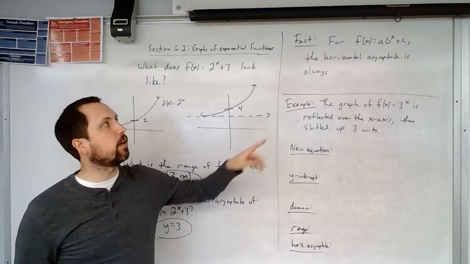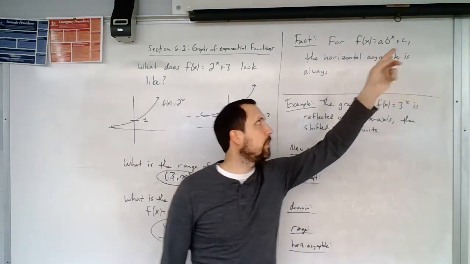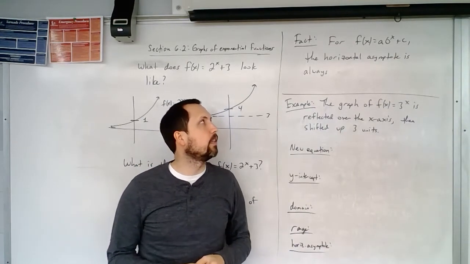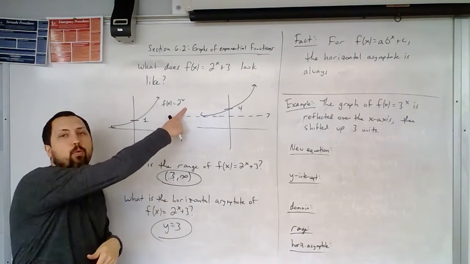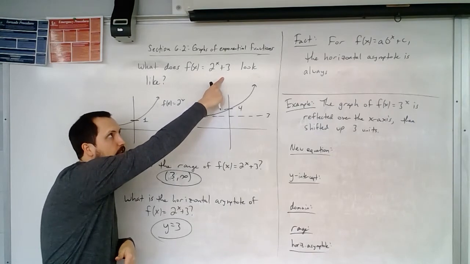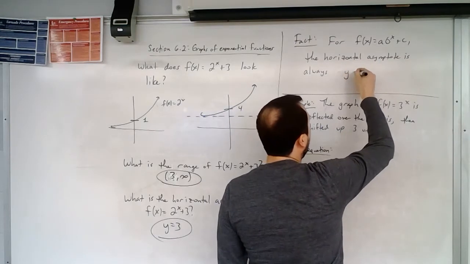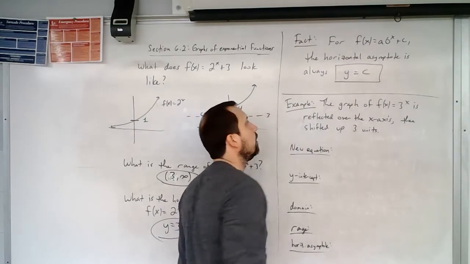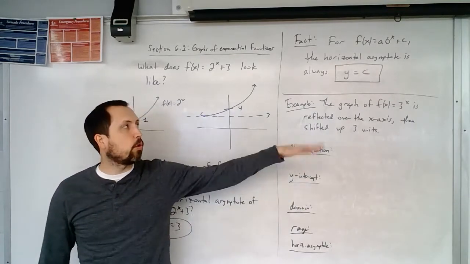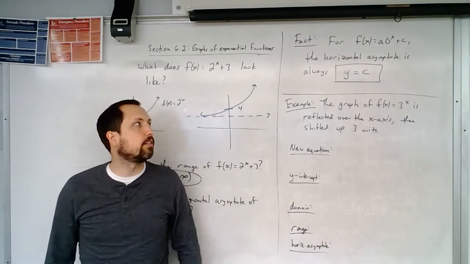In general, if we want to summarize this, if I have a times b to the x plus c, what will the horizontal asymptote be? In this case, it was y equals 0. For this one, it was y equals 3. So in general, it has to do with this plus c. It is always y equals c. Remember, it is y equals because it's a horizontal line, so it's a horizontal asymptote, and it's just that number on the outside of the vertical shift.